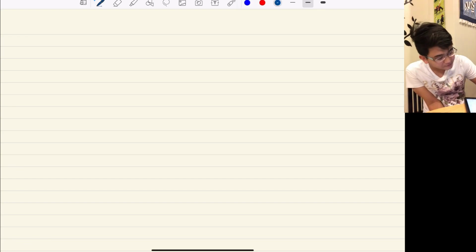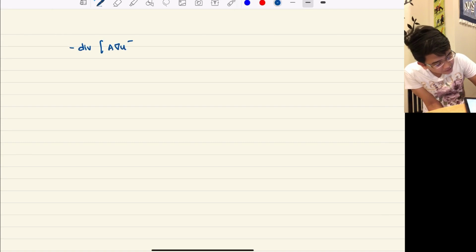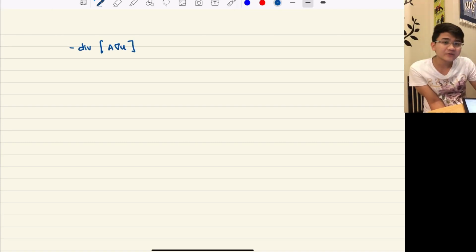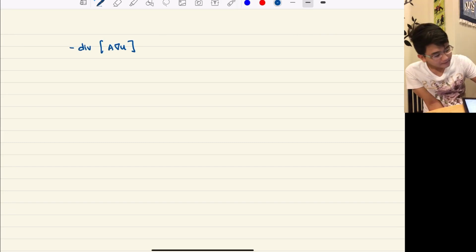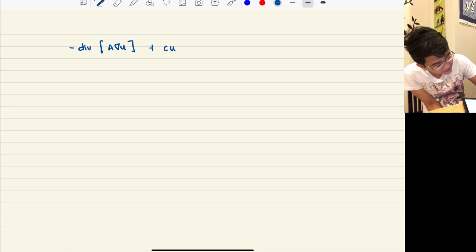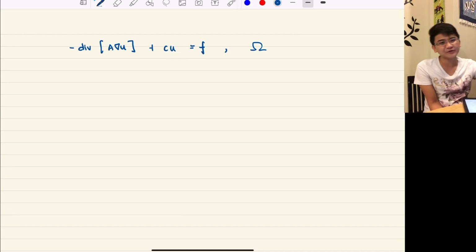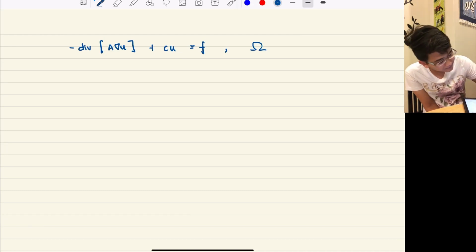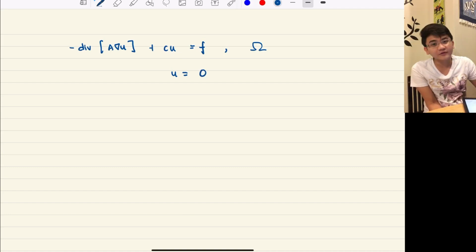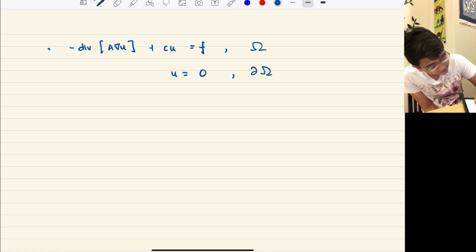For this set, we are going to be looking at equations of the following form. So let's write that down. It's going to be minus divergence of A grad u. Here u is a scalar function, so grad u is a vector. A here is some matrix, and in our study, it's going to have certain properties, but we're going to discuss them as we go. Plus cu is equal to f in some set omega. Here omega is going to be a bounded open connected set in R^n. And we impose some boundary conditions: u is equal to 0 on the boundary. So we're going to look at this problem.